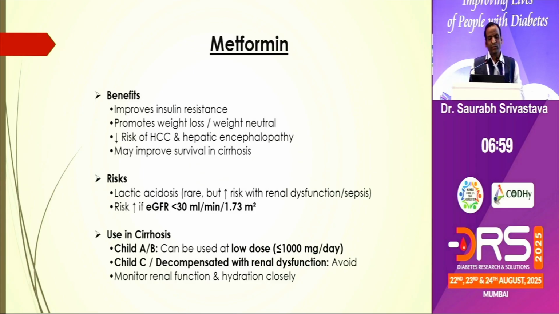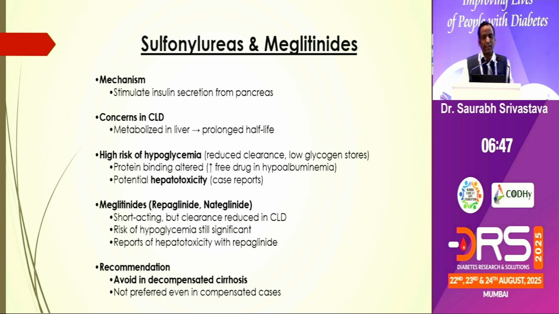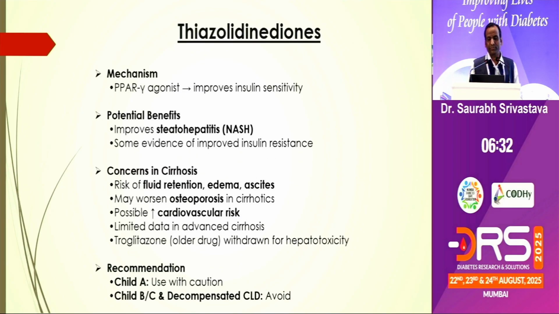Coming to where it should be used, in Child-Pugh A and B, it can be used with a lower dose, that is less than 1 gram per day, and in Child-Pugh C, it should not be used. Sulfonylureas and meglitinides should not be used in either decompensated or compensated cirrhosis, because they have an increased risk of persistent hypoglycemia, and they are potentially hepatotoxic.